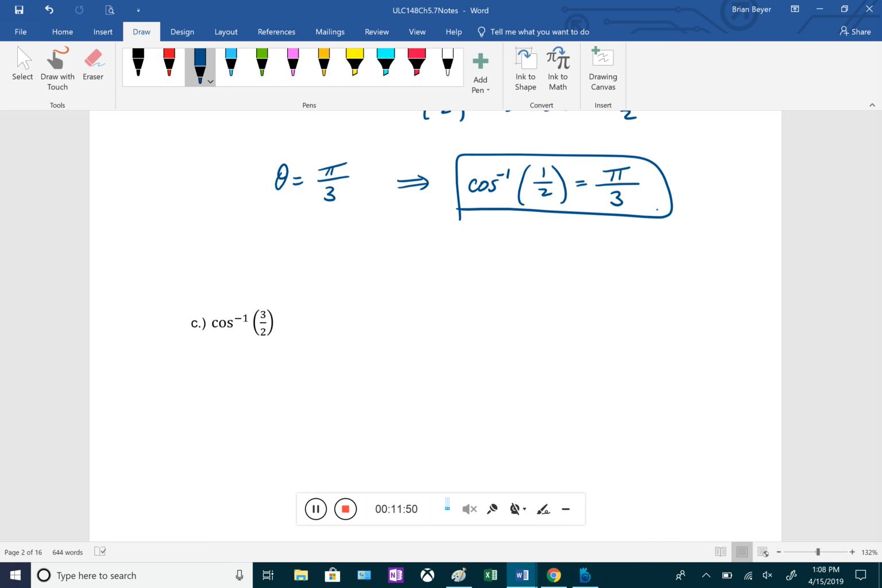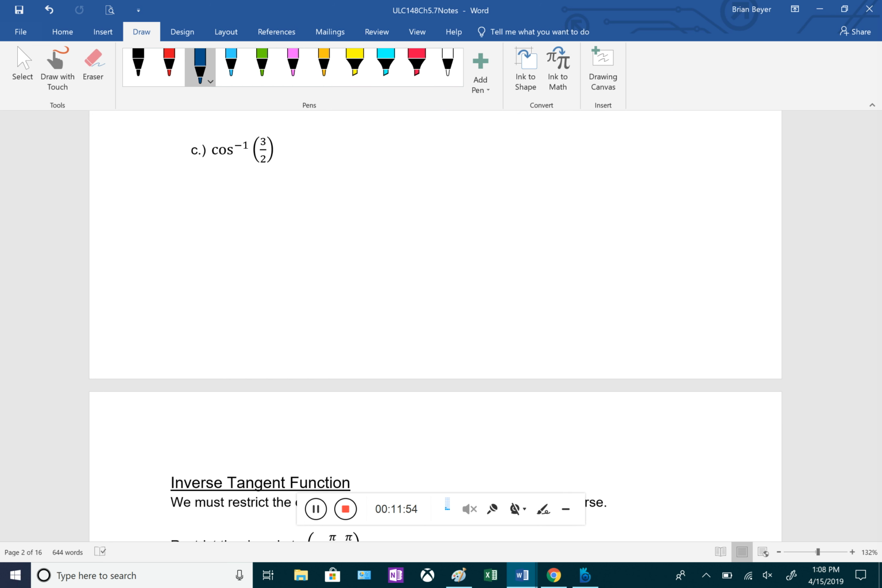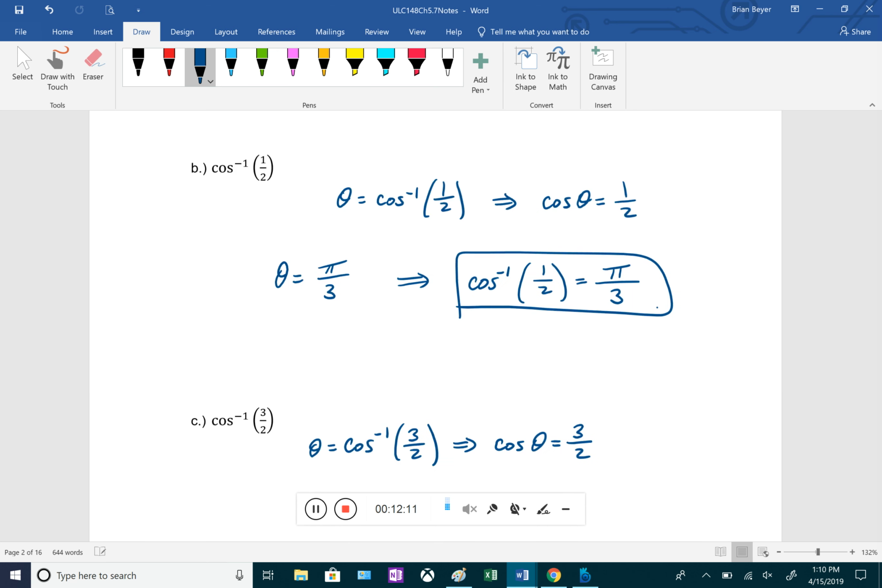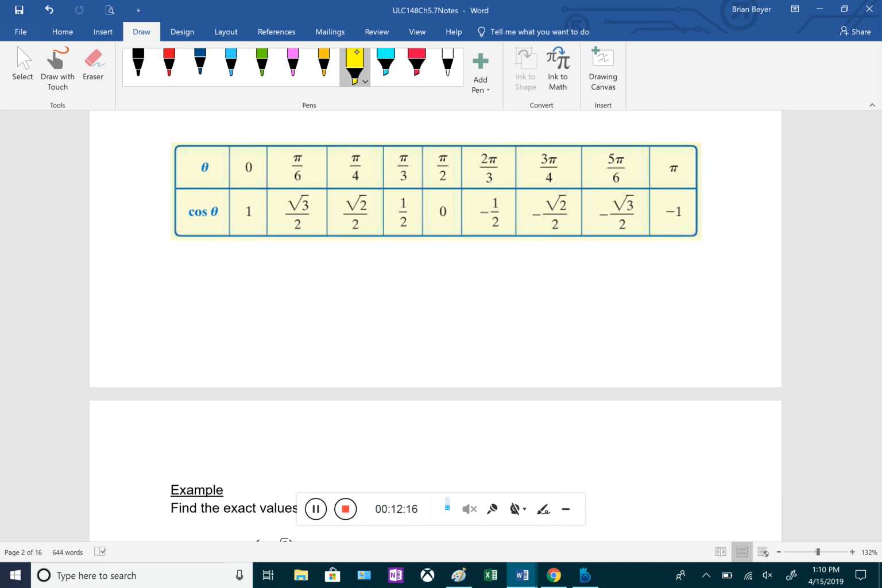Okay, we'll do one that's a little bit trickier here. We have cosine inverse of 3 over 2. So starting the same way as before, after we let theta equal that, we get cosine of theta equals 3 over 2. So if we want to go look up here at the table, there's no 3 over 2 in this whole entire bottom row. So technically you could just be thinking, okay, well maybe it's just not included in that list.